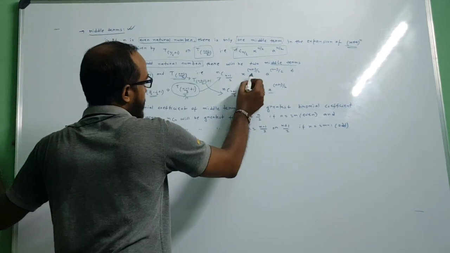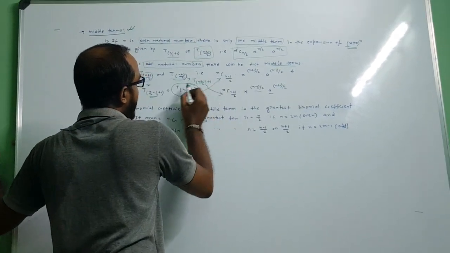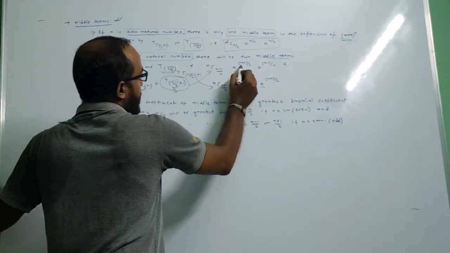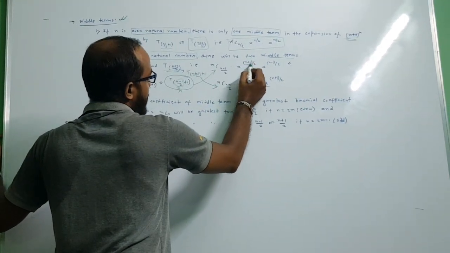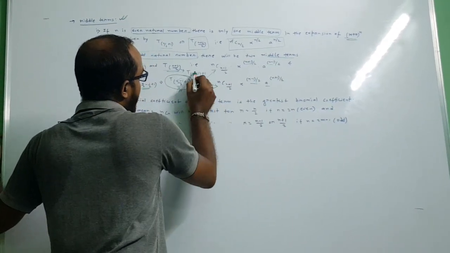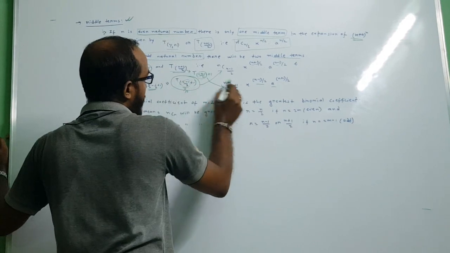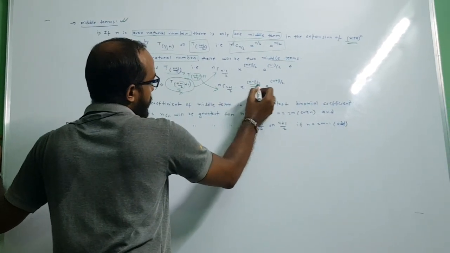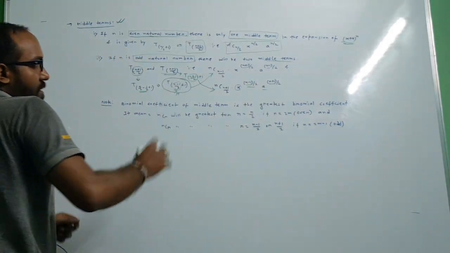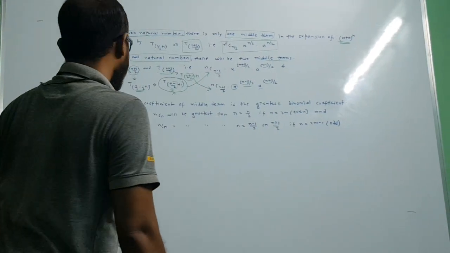See here, just the thing is reversed. If you have (n minus 1)/2 here, you will get the power of x as (n plus 1)/2 and the power of a as (n minus 1)/2. And if you have (n plus 1)/2 here, you will have (n minus 1)/2 as the x power and (n plus 1)/2 as the a power. So you can remember it like this also.